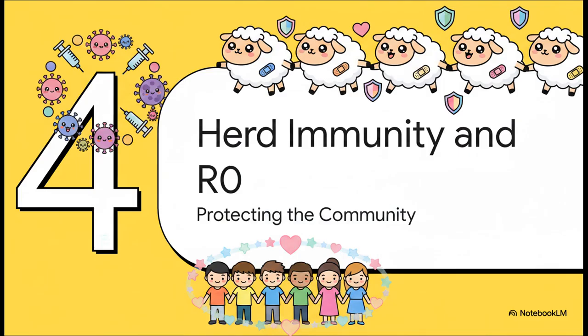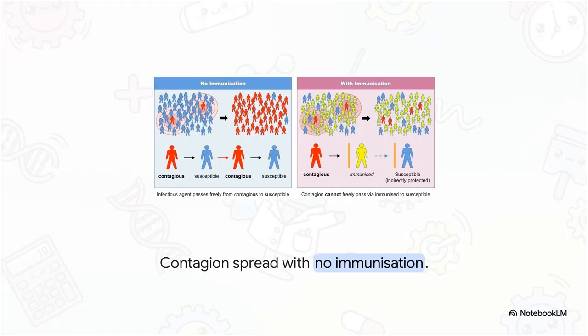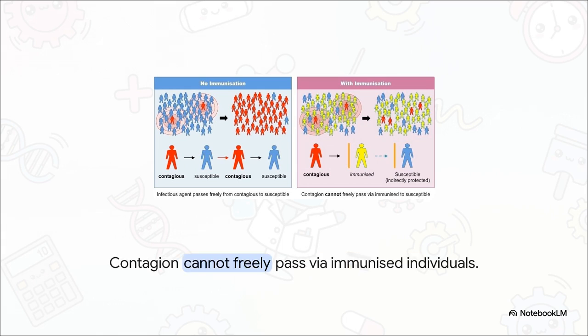Let's zoom out even further and look at Section 4, herd immunity, and R0, protecting the community. Imagine a community with absolutely zero immunization. The infectious agent just passes freely, rapidly, and chaotically from contagious individuals, in red, directly to the susceptible ones, in blue. There are absolutely no barriers. It just runs wild. But look what happens when we introduce immunized individuals into the mix, represented here in yellow.